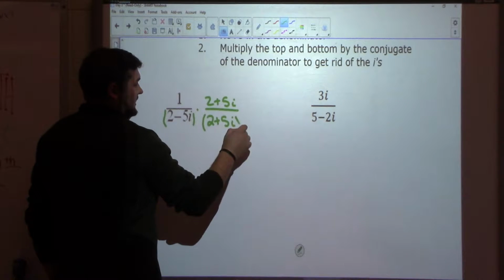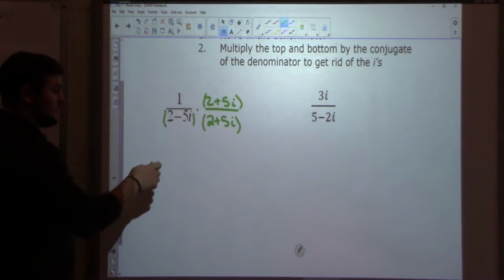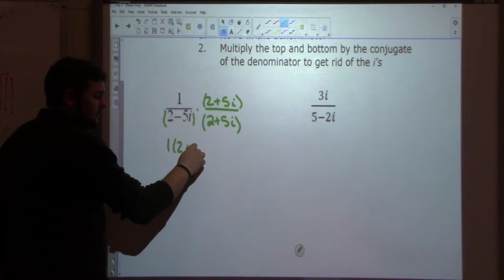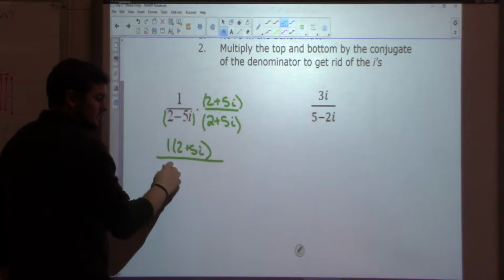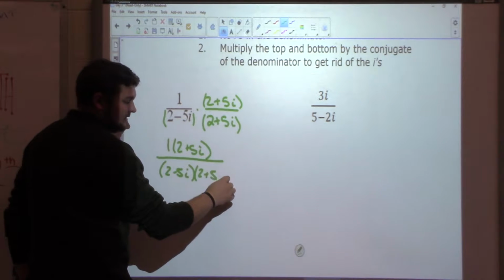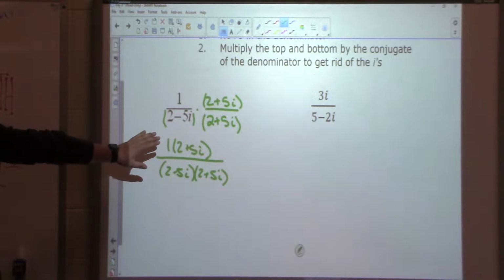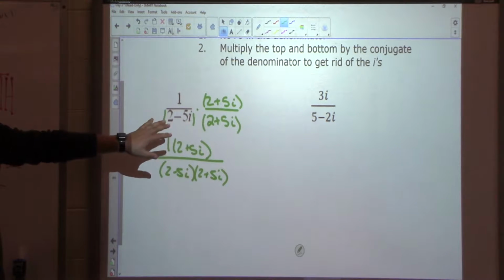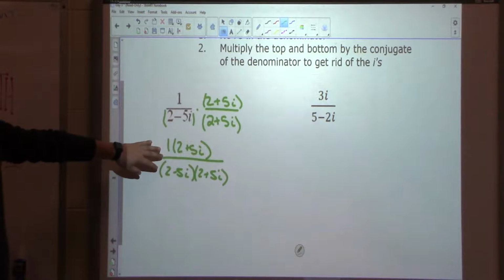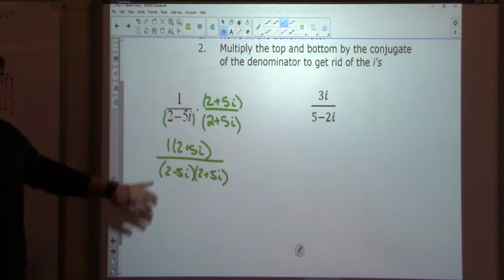So I'm multiplying here. If you need to write it out as one big fraction, go ahead and do it: 1 times 2 plus 5i over 2 minus 5i times 2 plus 5i. 99% of the time on the problems we do, I will not write it out like this. I'm just going to start my multiplication from up top. But if you need to, write that out.